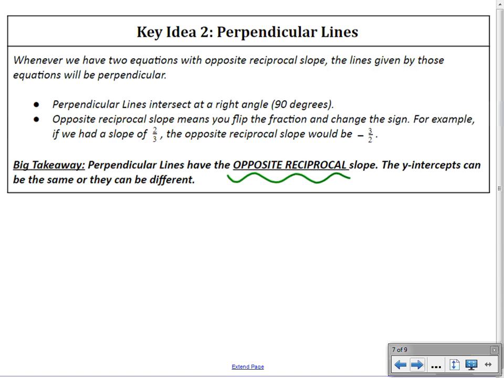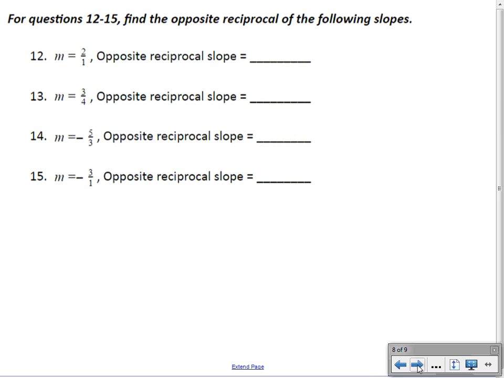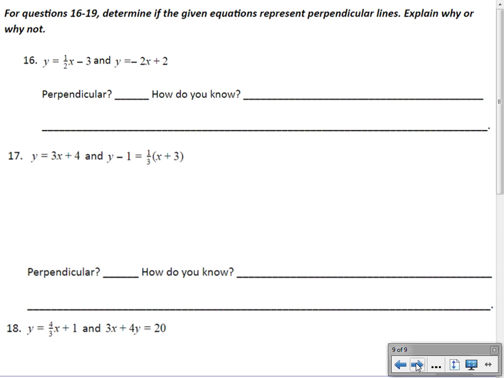Now let's take a look at a few more of these, okay? Now, for 16, let's say we have these two equations here. How do I tell if they're perpendicular? Well, I'm going to look at their slopes. My first has a slope of 1/2. My second has a slope of -2. So we need to determine, are these opposite reciprocal slopes? So again, let's think of 1/2. If I change the sign, it becomes negative, and if I flip the fraction, it becomes 2/1, which would be -2, which is what I have here. So yes, these are perpendicular.